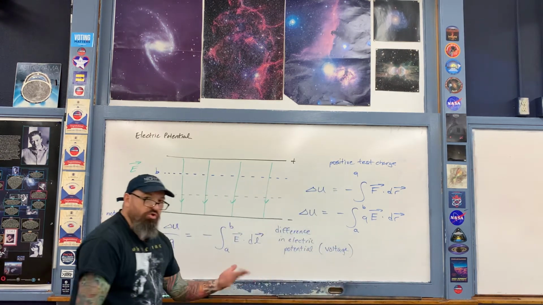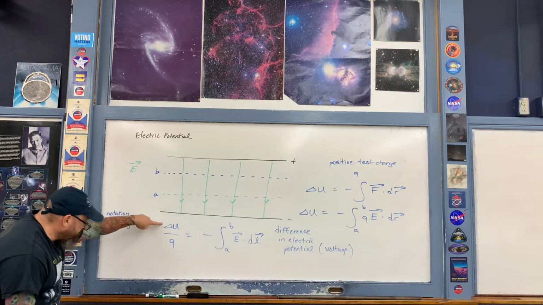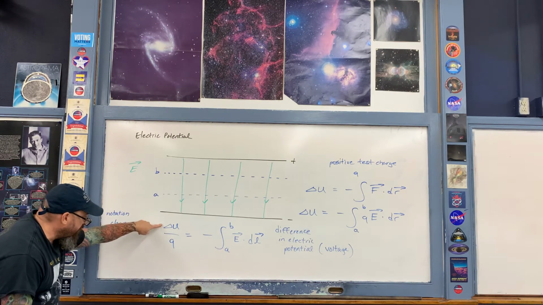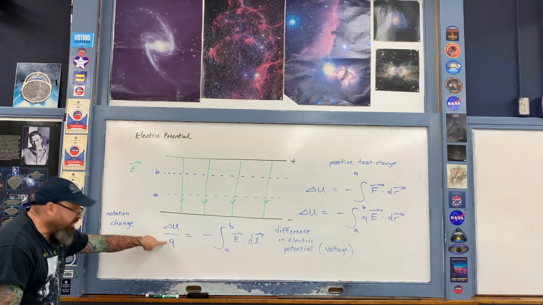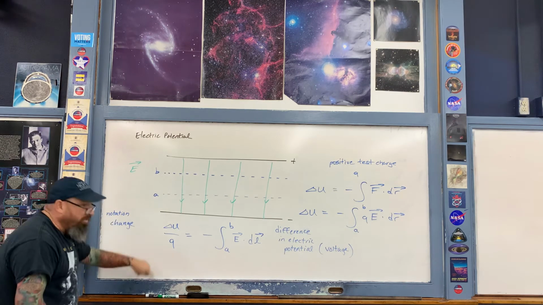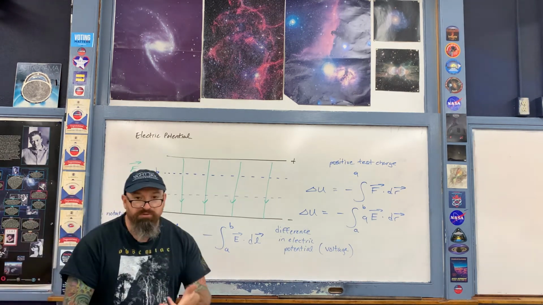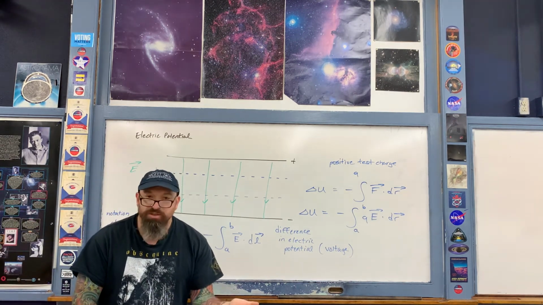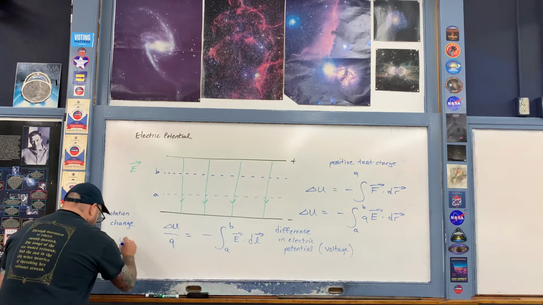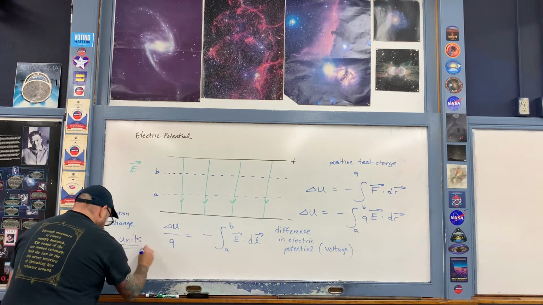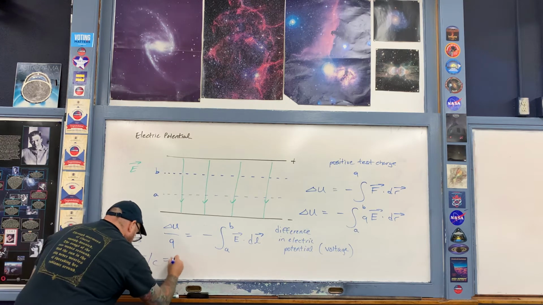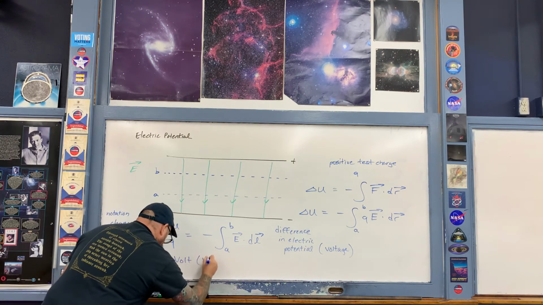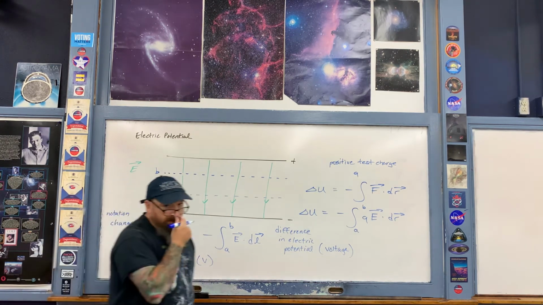So we now have a new quantity here. This new quantity is potential energy, or change in potential energy, per charge. So it's measured in terms of joules per coulomb. A joule per coulomb is given its own name and symbol. It's referred to, of course, as a volt. So the unit of joules per coulomb is a volt, which is typically referred to as V.